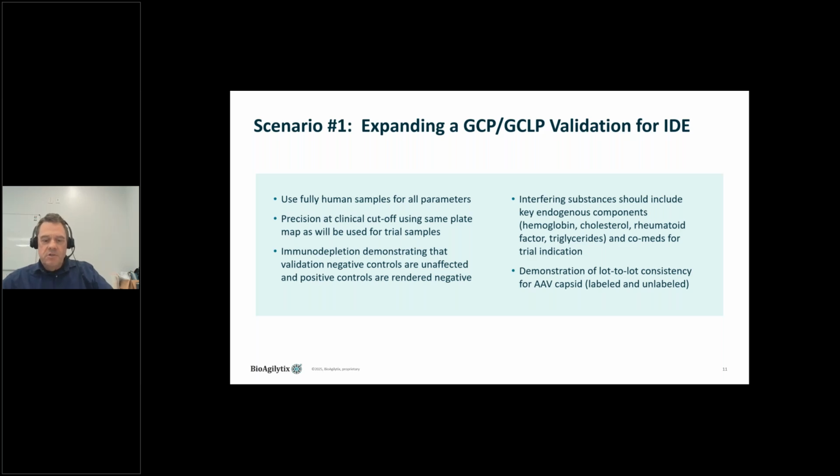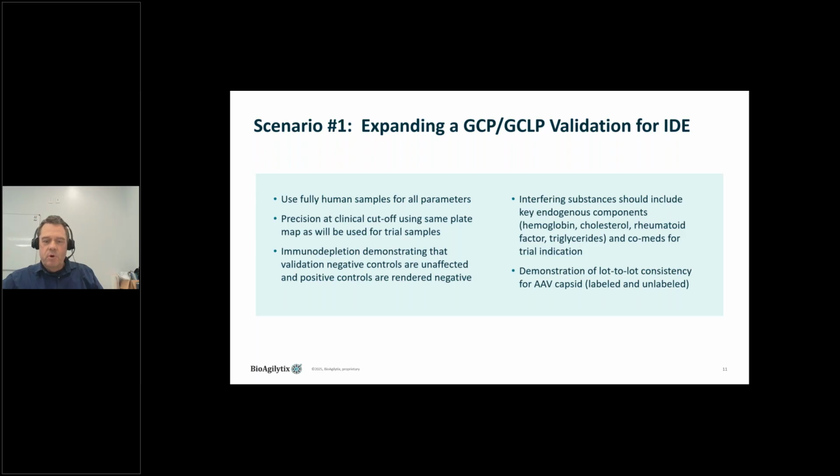So in many cases, a GCP GCLP validation has already been performed when the call is made for needing to have an IDE, and we have had some success in obtaining IDEs by submitting GCP GCLP validations by adding on some additional validation to meet CDRH and CLSI requirements. And the key additional validation parameters include using fully human samples for all parameters, assessing those samples at the clinical cutoff, and also using the same plate map that would be used in sample analysis during the clinical trial.